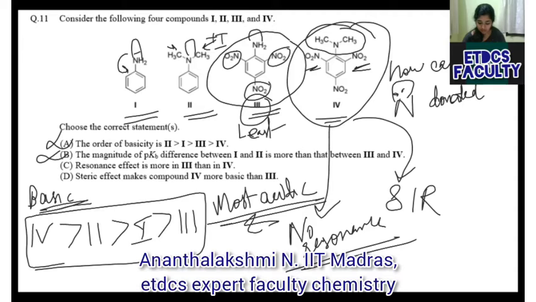Now, resonance effect is more in 3 than in 4. It is correct because in 4 we don't even have a resonance effect, because the lone pair is out of the plane and can't be involved in resonance. So that is perfectly correct. Now, steric effect makes compound 4 more basic than 3. Exactly. Because of the steric effect, it can't be involved in conjugation. It comes out of the plane so that this lone pair is more available to acids, because this lone pair is not busy being involved in conjugation, unlike in the other compounds.